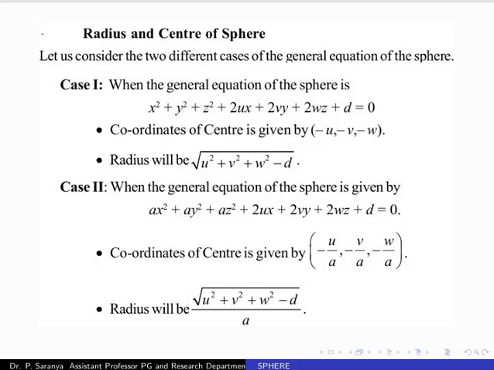In case 2, when the general equation of the sphere is given by ax square plus ay square plus az square plus 2ux plus 2vy plus 2wz plus d equal to 0, here, the coordinates of center is given by (minus u by a, comma minus v by a, comma minus w by a). The radius will be root of u square plus v square plus w square minus d divided by a.